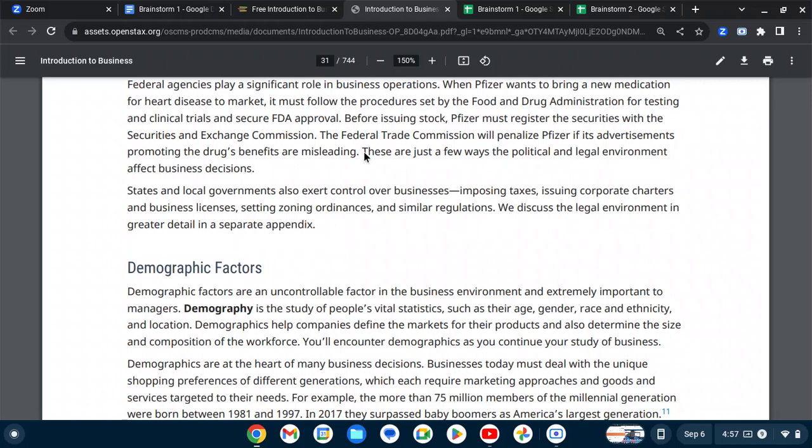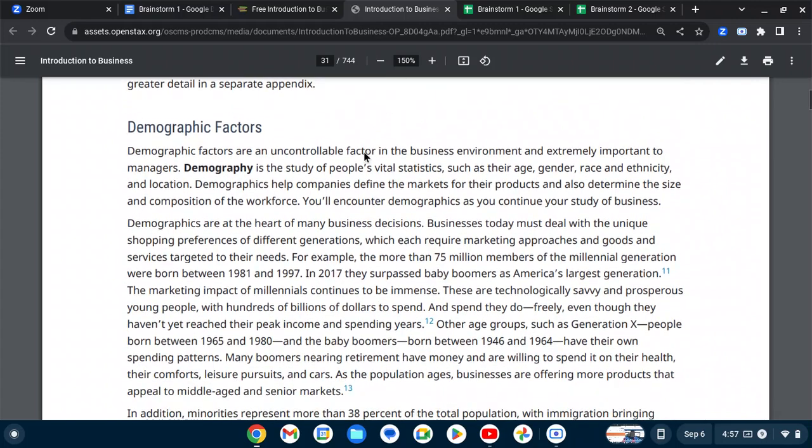States and local governments also exert control over businesses, imposing taxes, issuing corporate charters and business licenses, setting zoning ordinances, and similar regulations. We discussed the legal environment in greater detail in the separate appendix.